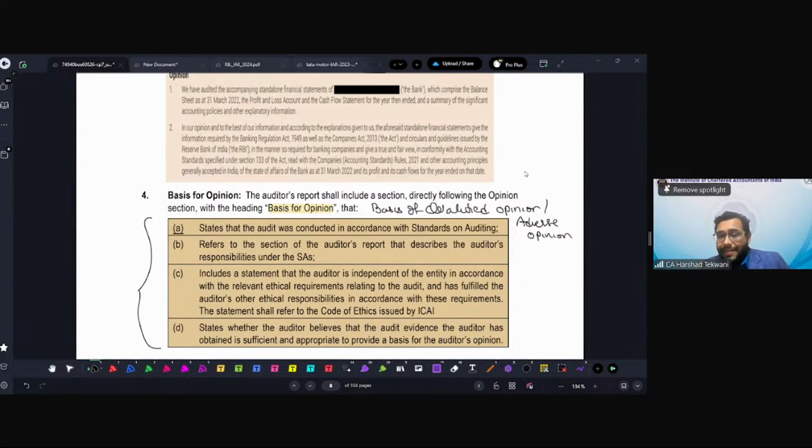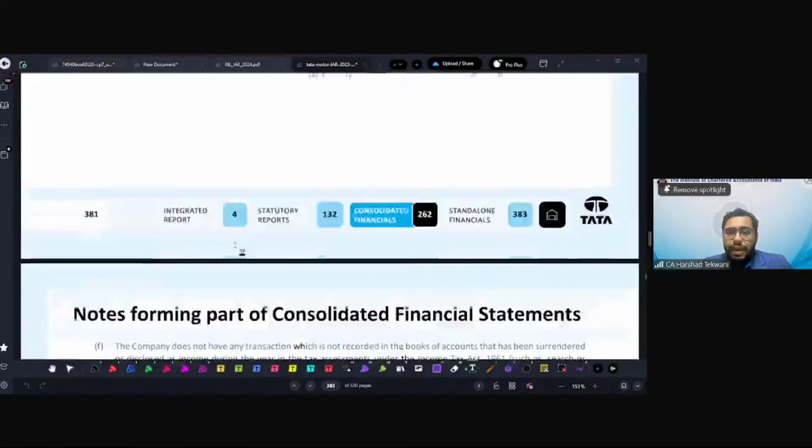Now coming to the next point, what the paragraph requires, what we are required to mention in that paragraph. SA says that please mention that the audit has been conducted in accordance with the SAs. State that the audit was conducted in accordance with the SAs. The first thing that we need to mention is that the audit is conducted in accordance with the SAs, and that is what we have mentioned over here.